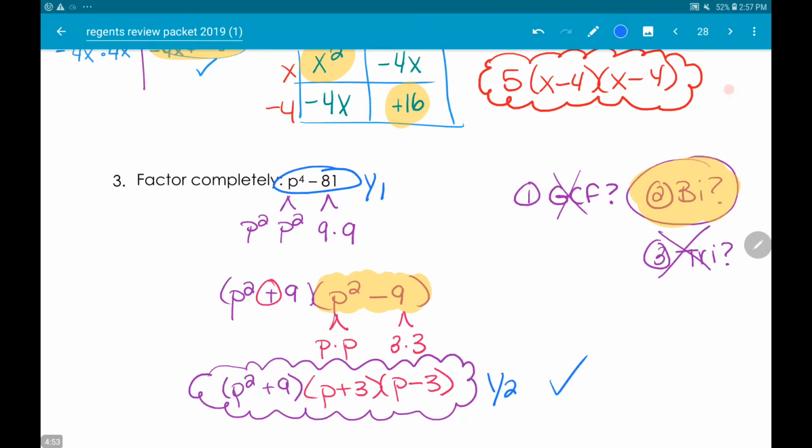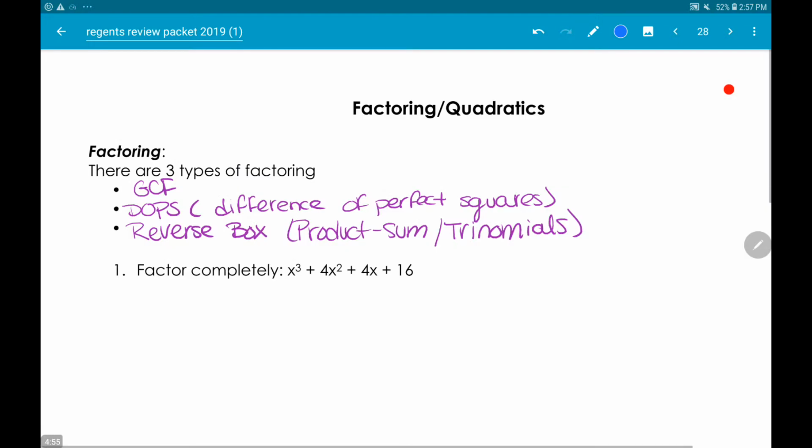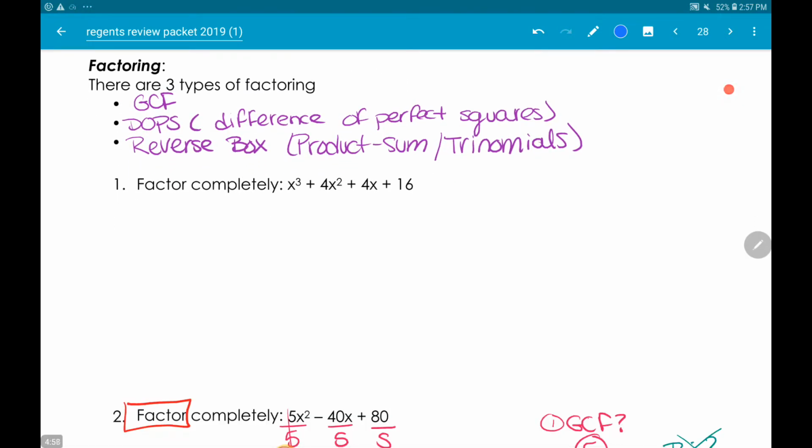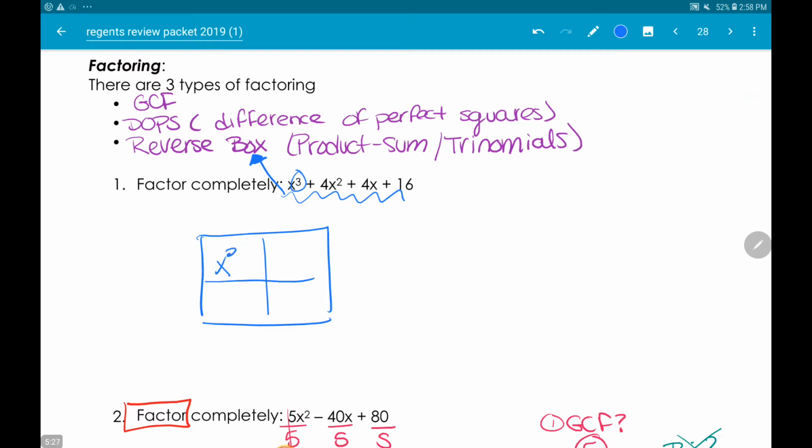Alright, so let's go back up to question number 1 now. Question number 1, we didn't really show you during the year, but it might come up, and it does sometimes. So I know you've seen x cubed before, but if you're given 4 terms and it's not a trinomial and it's not a binomial, 4 terms, you can go straight into reverse box. You're just skipping the product, sum, and the trinomial section. So this just goes straight into reverse box.